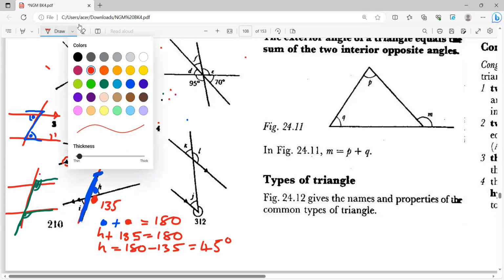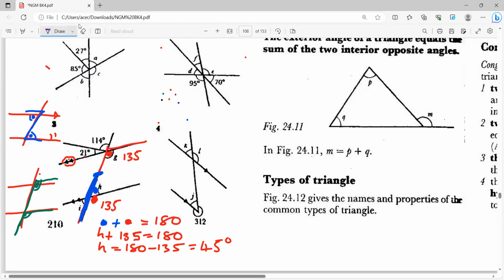So now that we know that H is 45 degrees, Lisa, how can we find I? Are you there, Lisa? Lisa is gone. Boipelo, how can we find I? Oh, Boipelo is actually busy with those papers. Sipo, how can we find I?